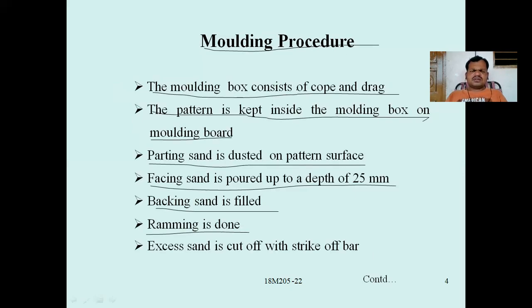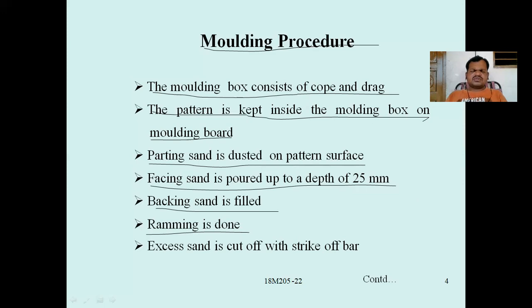Let us discuss once again. The molding box consists of cope and drag boxes. The pattern is kept inside the molding box on the molding board. Next, parting sand is dusted on the pattern surfaces. Next, facing sand is poured up to a depth of 25 mm.